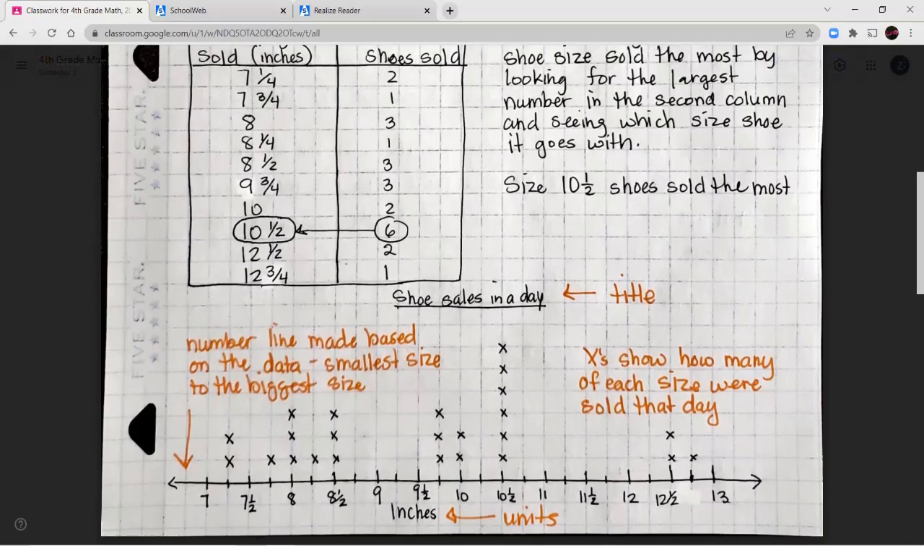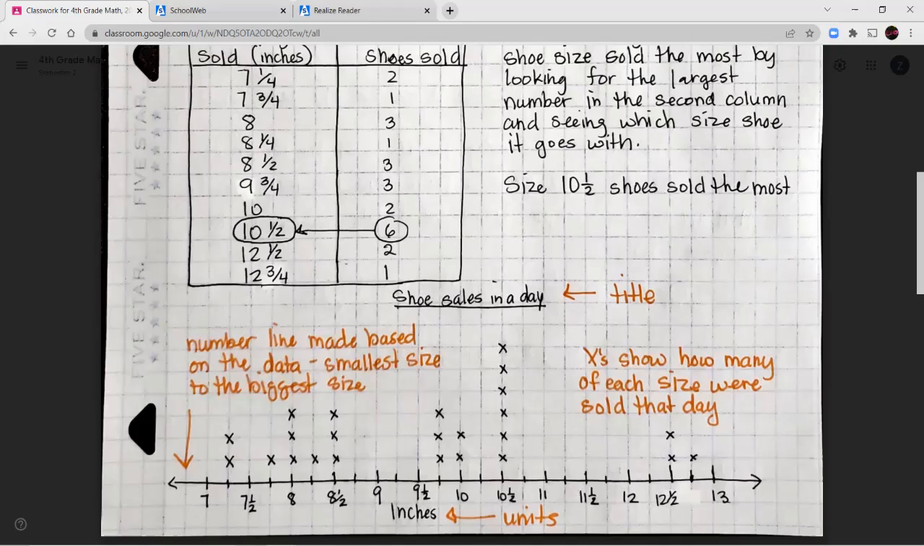So the smallest size shoe I had was 7 1/4. So I started at the 7-inch mark. And my longest length shoe was 12 3/4. So I went out to the 13-inch mark. So I went a little bit smaller and a little bit bigger. I made sure my number line was evenly spaced.